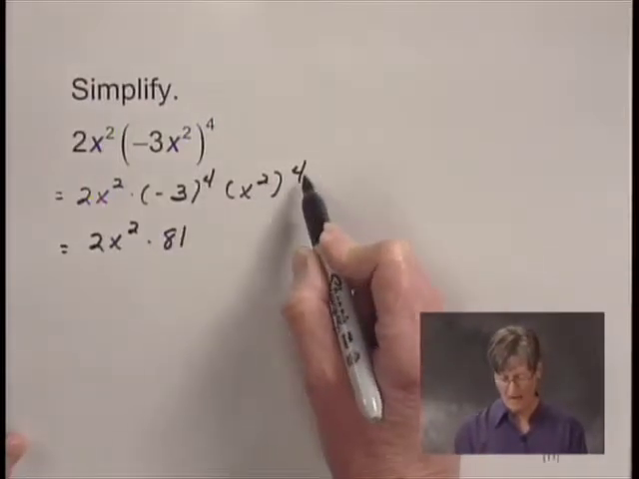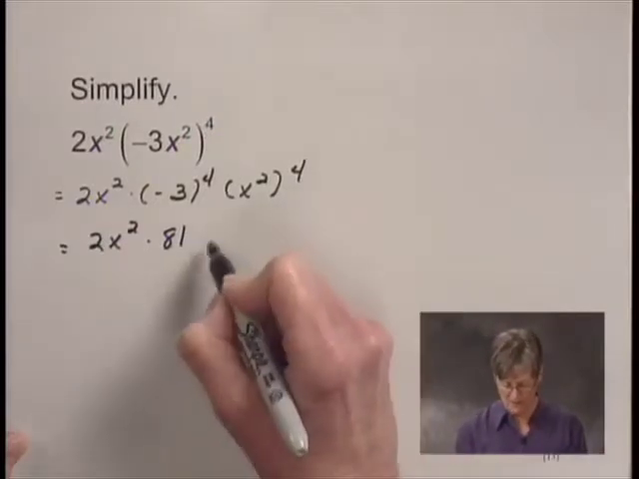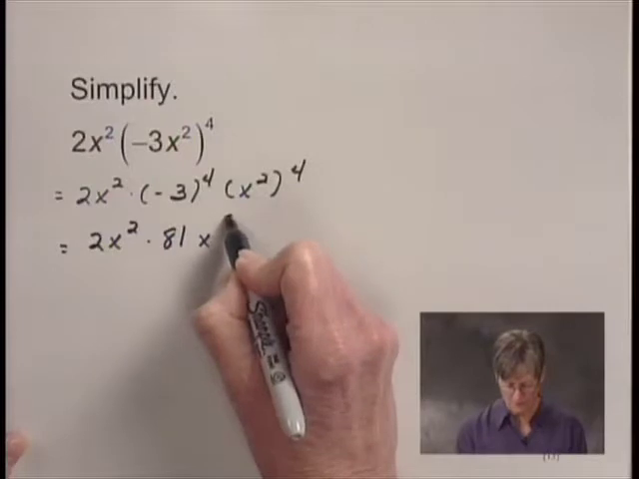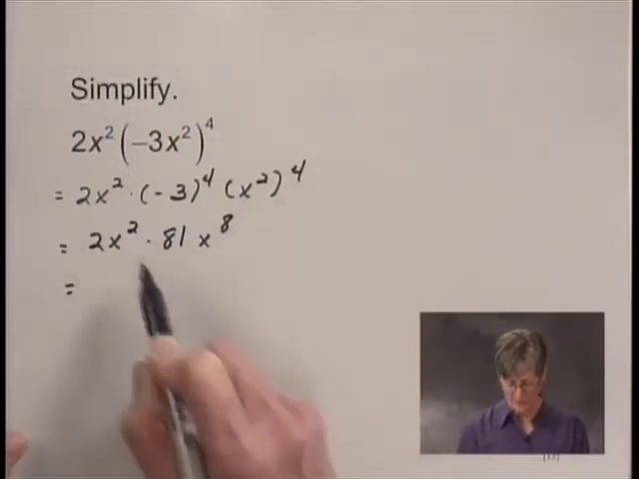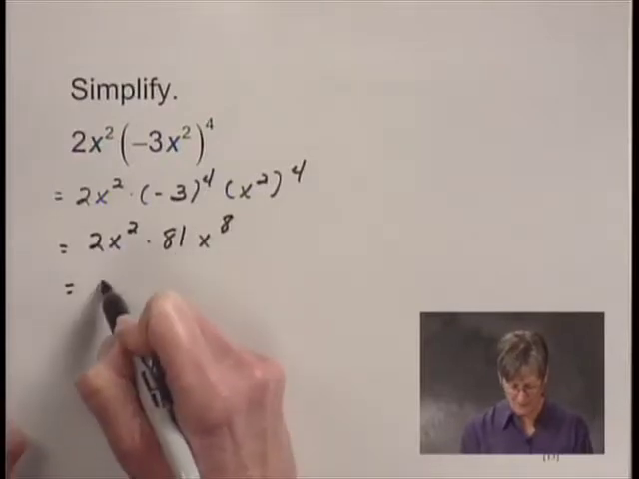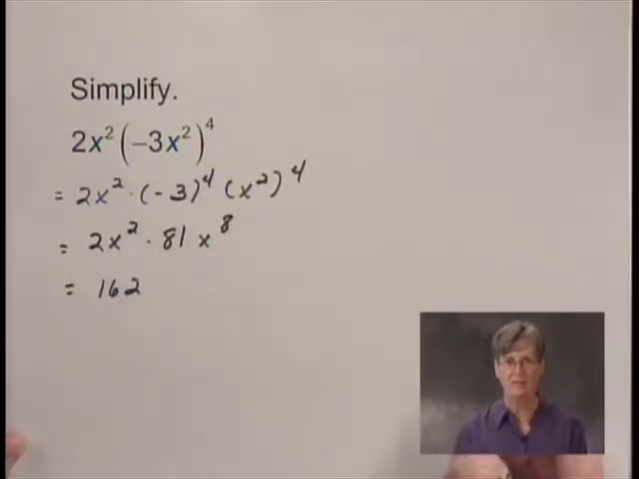And when I raise a power to a power, I multiply exponents. So x squared to the 4th power is x to the 2 times 4, or x to the 8th power. Now we can multiply 2 times 81, we get 162. And we can multiply x squared times x to the 8th.